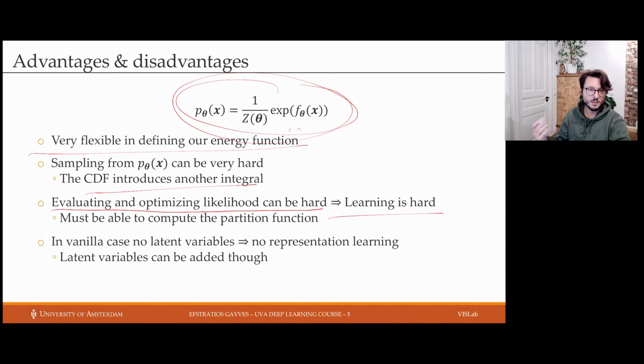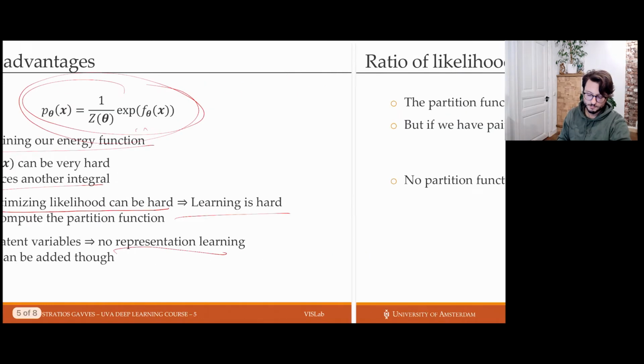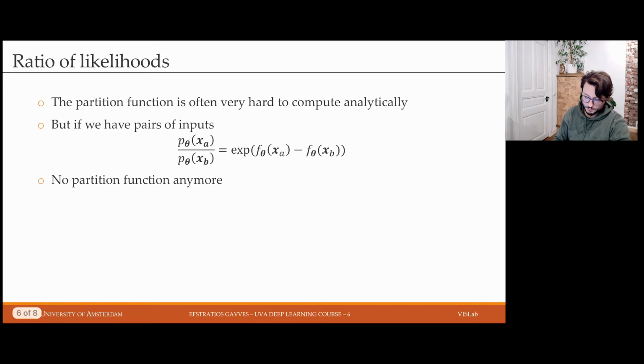This means that the learning is hard, and for the vanilla cases of energy models we don't really have latent variables, although that can be sort of fixed by introducing latent variables. This means that in the vanilla case we don't have representation learning. So we do assign likelihoods on our inputs, but we don't learn features, we don't learn representations.